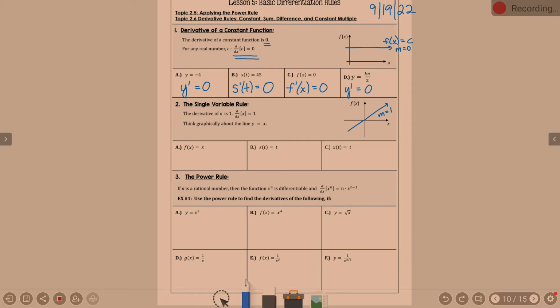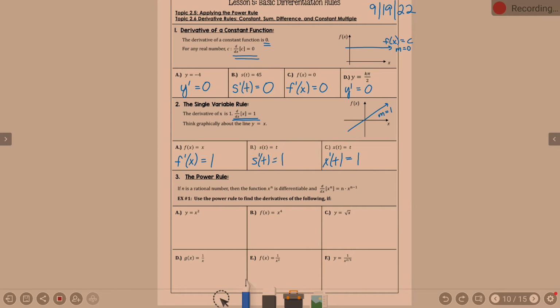So, right there, the derivative of x equals 1. So if f of x equals x, what's f prime of x? 1. If s of t equals t, what's s prime of t? 1. If x of t equals t, what's x prime of t? 1. Okay. Basics. I like those. Those are easy. And as I said, right now it may seem like, oh, I'm going to have to keep those straight. However, they'll become more natural here.